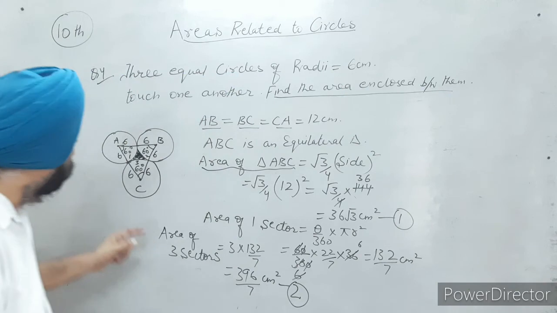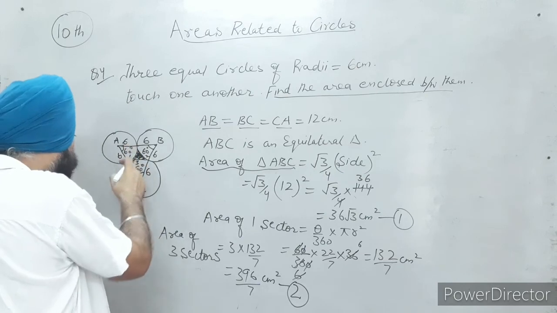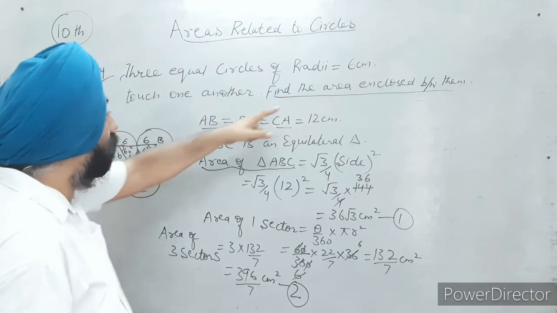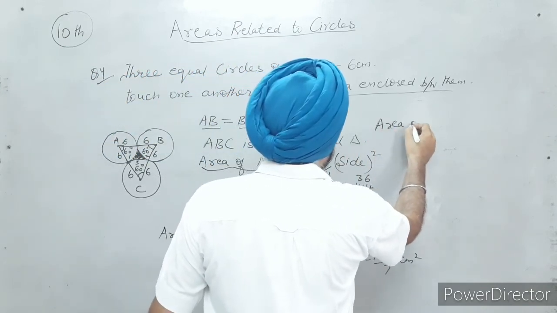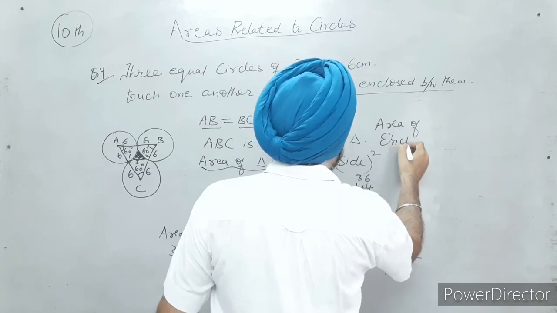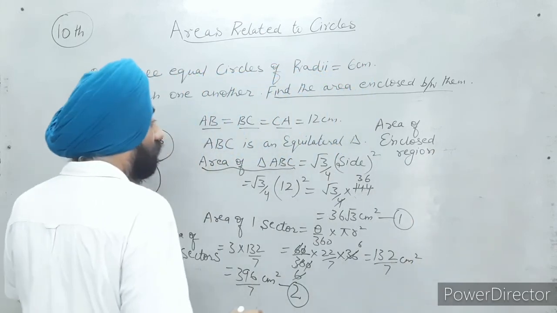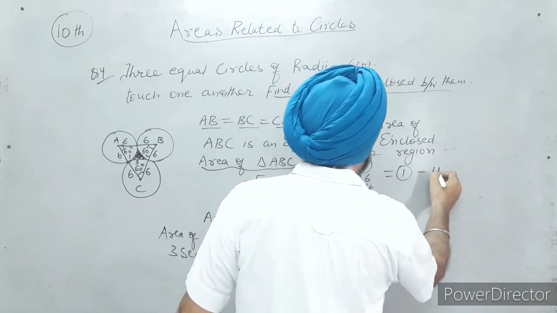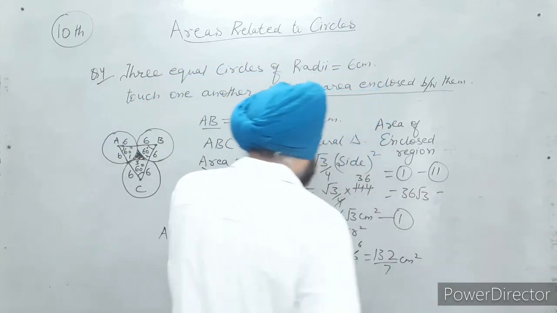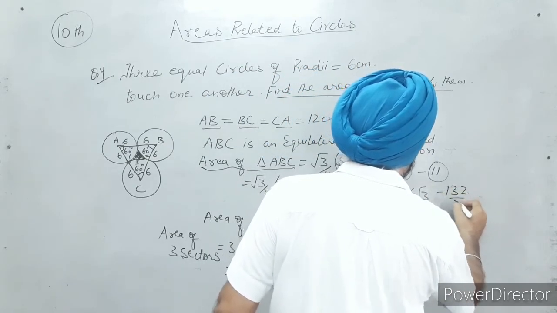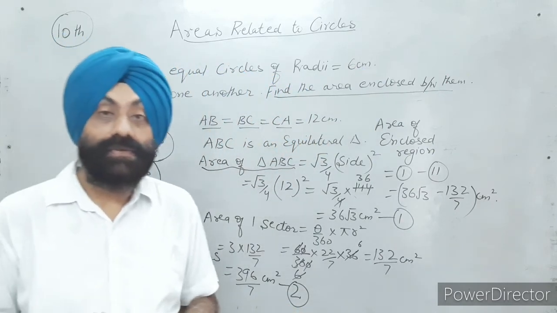I need area of the enclosed region. It's very simple. Area of the triangle minus area of the 3 sectors will give you area of the enclosed region between them, right? So area of enclosed region, that is, I have shaded one, is first minus second. First was 36 under root 3 minus of 132 by 7 centimeter square. This is the area of the required enclosed region.